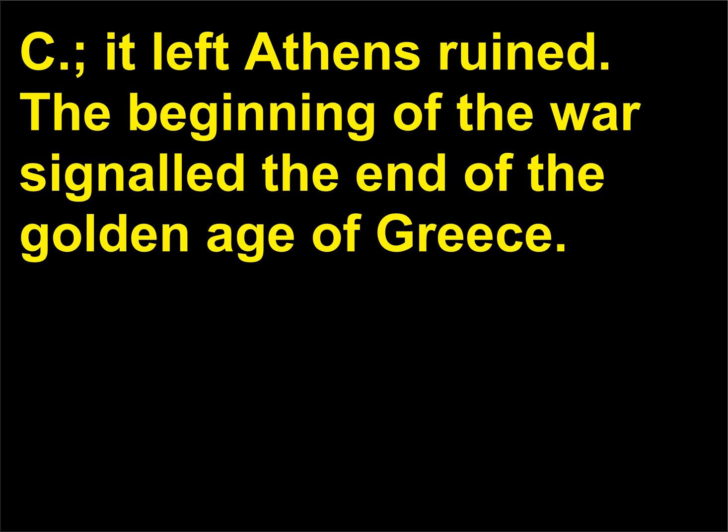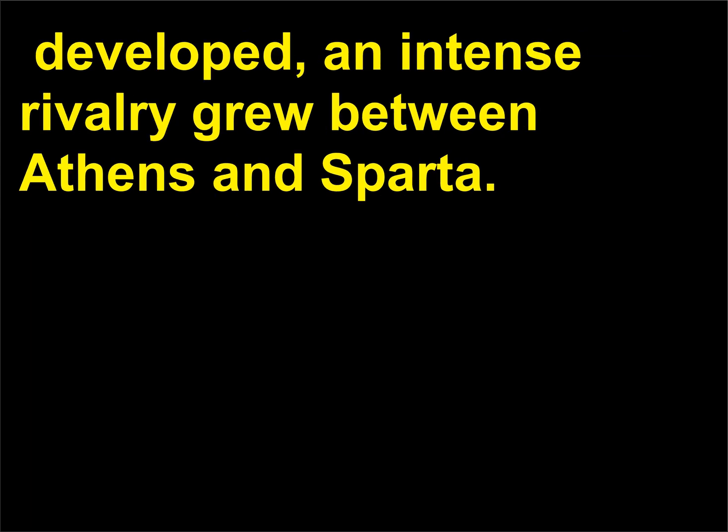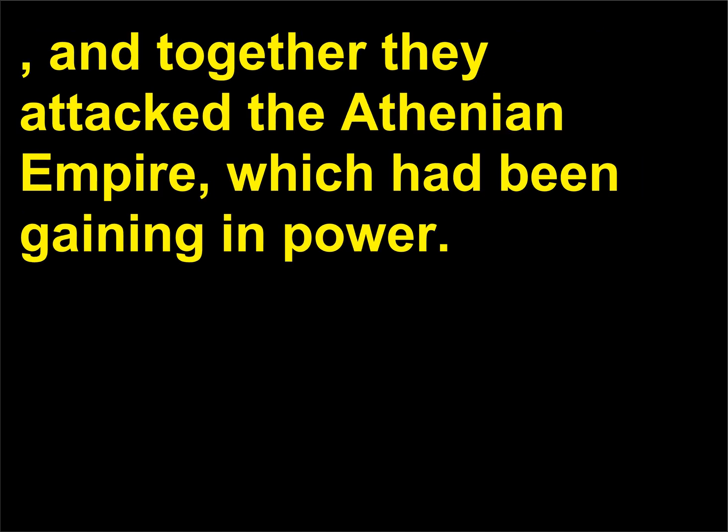The beginning of the war signaled the end of the Golden Age of Greece, as the city-states, which were self-ruling regions made up of a city and the surrounding territory, developed, an intense rivalry grew between Athens and Sparta. The Spartans recruited allies into the Peloponnesian League. The Peloponnese Peninsula forms the southern part of mainland Greece, and together they attacked the Athenian Empire, which had been gaining in power.